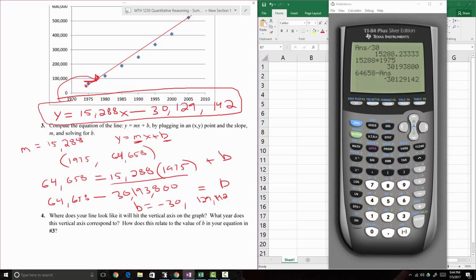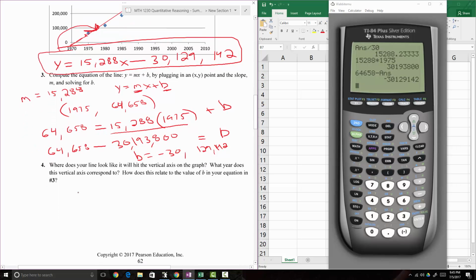Then the next part, number 4, says: where does your line look like it will hit the vertical axis on the graph? What year does this vertical axis correspond to? How does this relate to the value of b in your equation in number 3? So we're trying to estimate, if this were to keep extending, where do we think it would hit on the y-axis? I estimate that it'll hit at about negative 5,000.